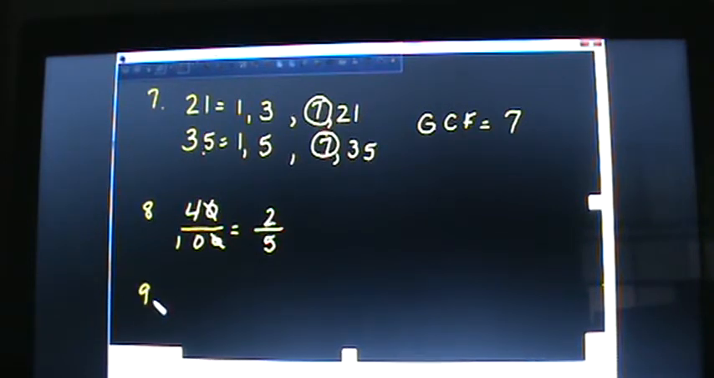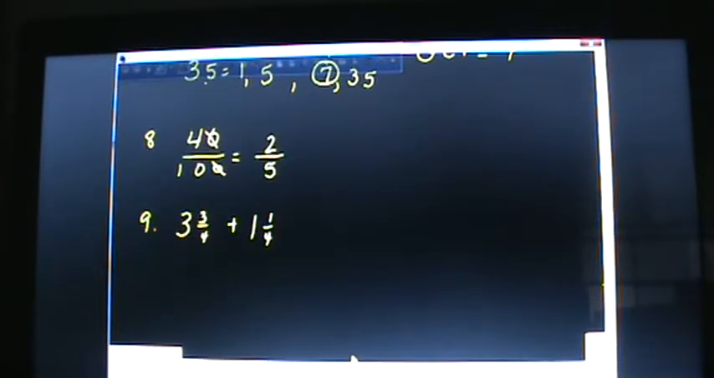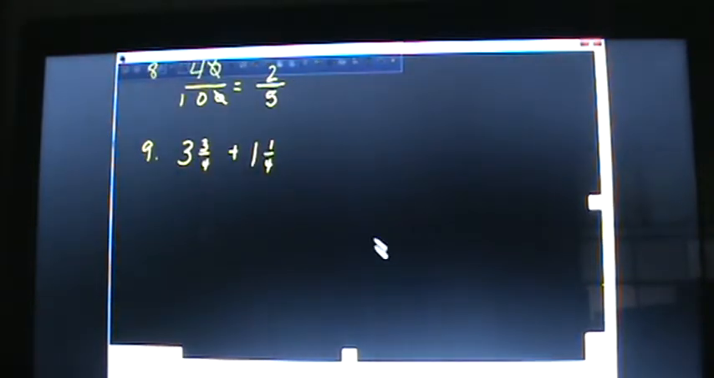Number 9. I have 3 3/4 plus 1 1/4. When I work these type of problems, I like to stack them on top of each other. So I'm going to rewrite it, and I'm going to say 3 3/4 plus 1 1/4.